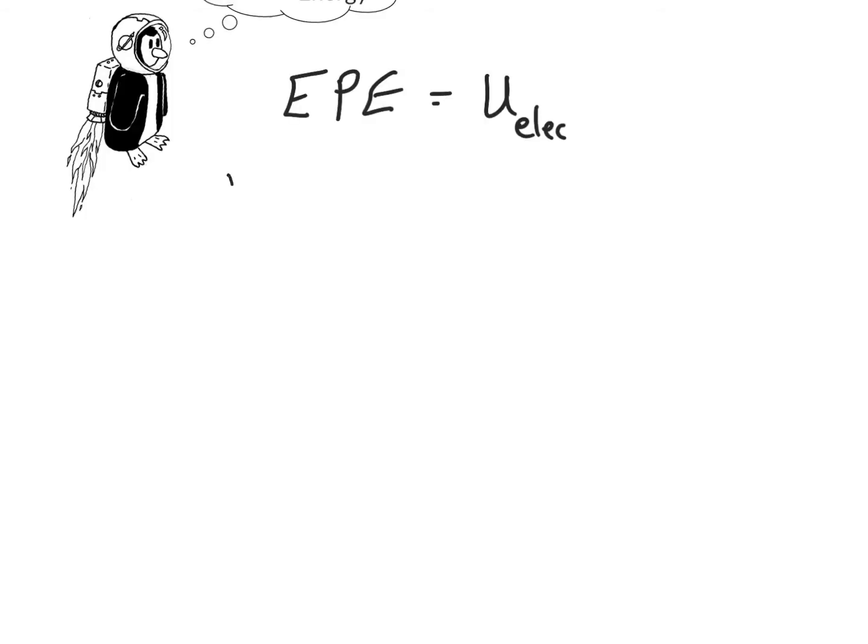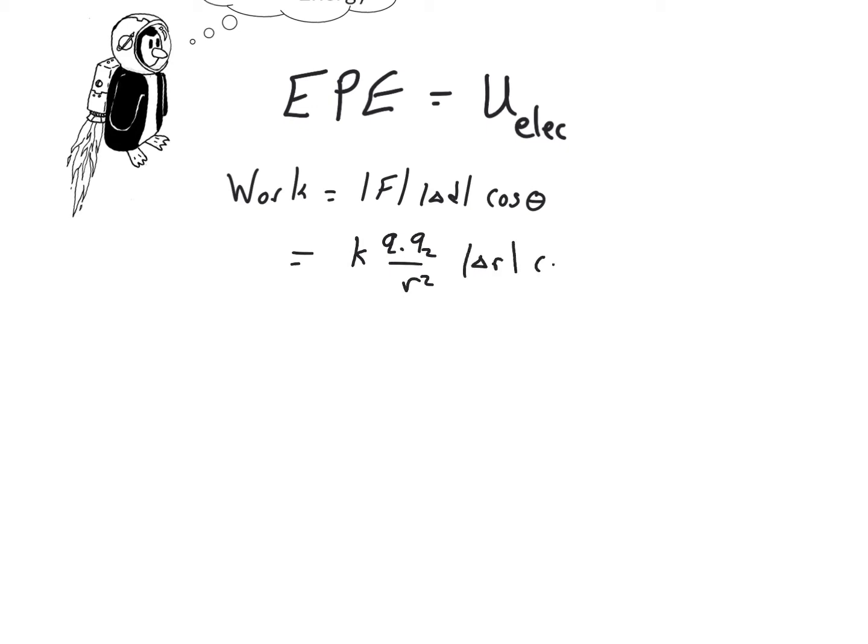You might recall the formula for work, which is the magnitude of the force times the magnitude of the displacement times cosine of the angle between the two. Now work has to be done in order to move a negative charge close to the negative plate. We have to give it potential energy. That means we have the electric force times some change in distance times cosine of the angle between them.